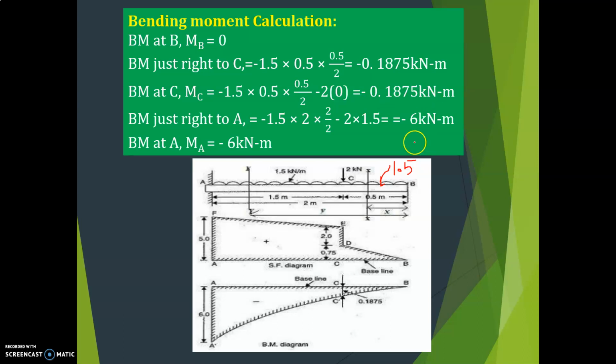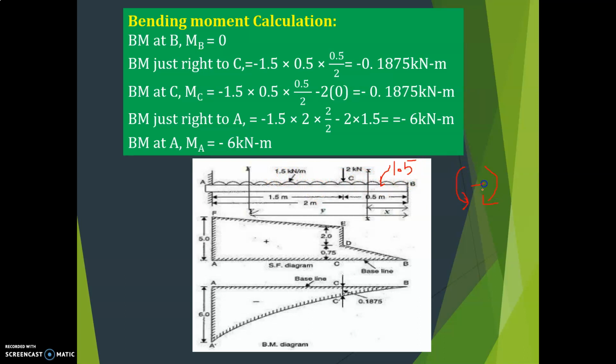Okay. Next, at C is done. Next, bending moment just right to A. Okay. What is that? Just right to A here. That is 1.5 minus 1.5. Why minus? Because the direction right side is like this.